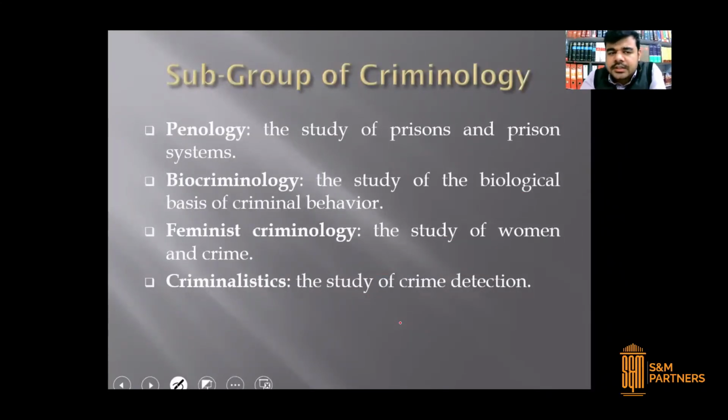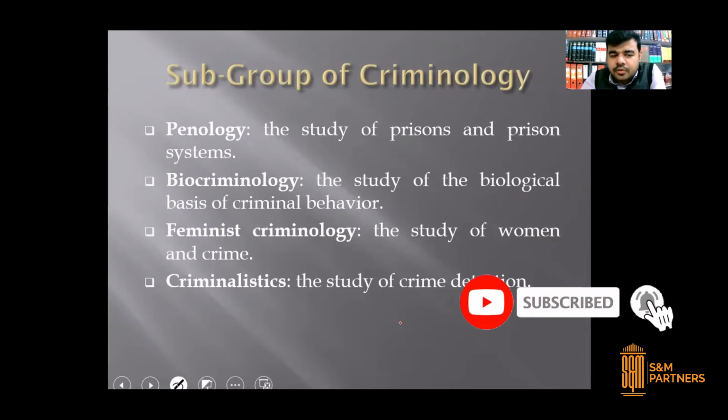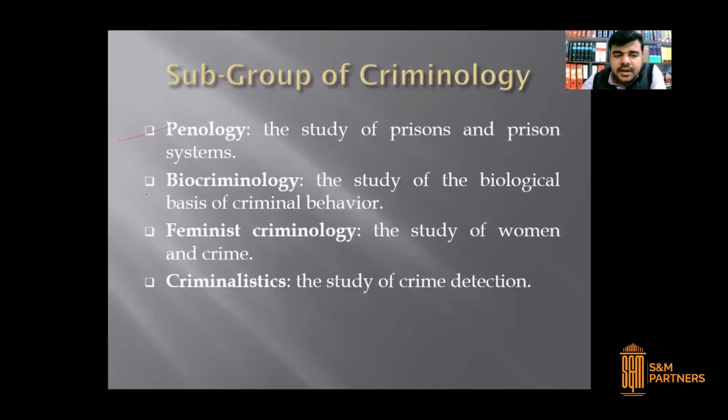Now let's understand the subgroups of criminology. The first subgroup is penology, second is biocriminology, third is feminist criminology, fourth is criminalistics. Now, what is penology? It is the study of prisons and the prison system, the mechanism. It's basically the study of human behavior in prison. It is a study of the prison system as a whole.